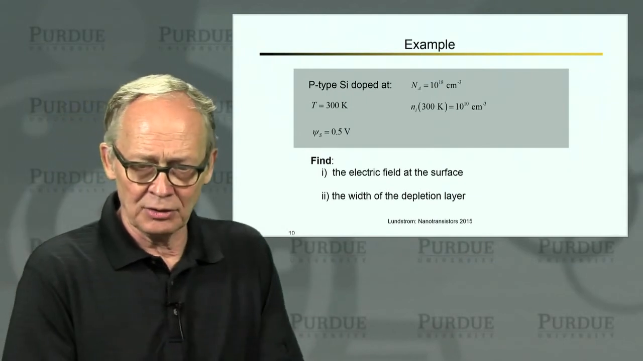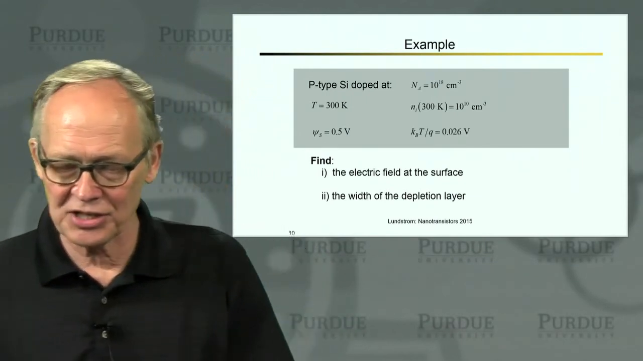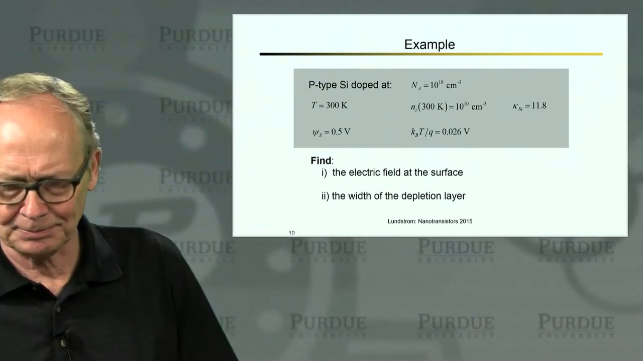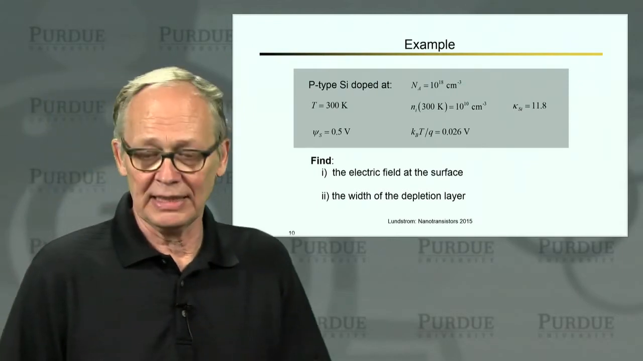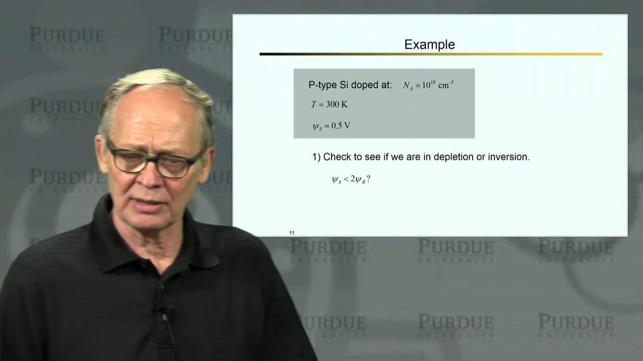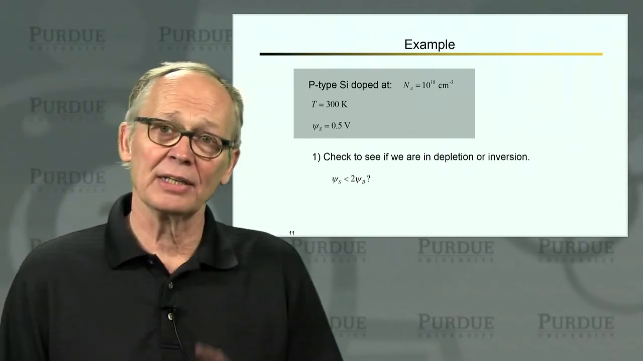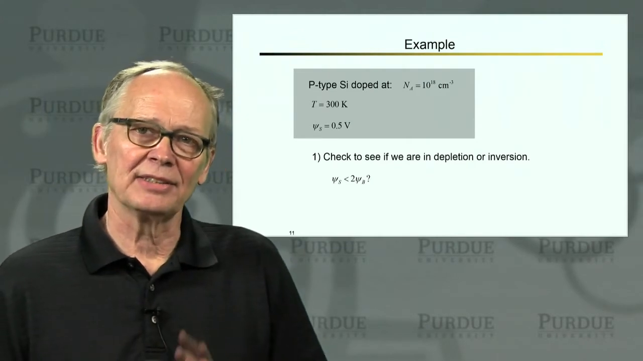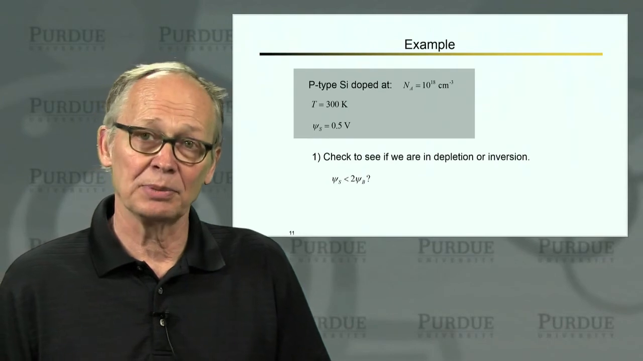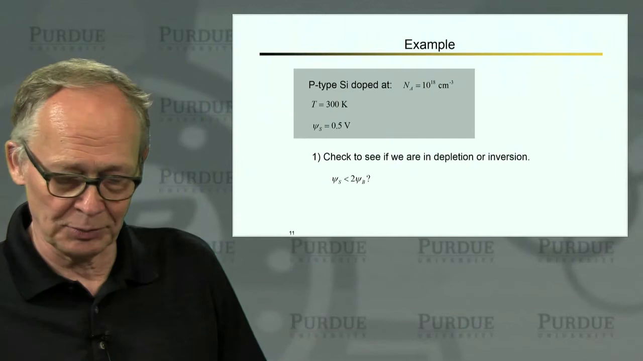I'm also going to need to know a couple of other things. I'm going to need to know the intrinsic carrier concentration and KT over Q, and we'll see why in a minute. Also, we'll need to know what the dielectric constant of silicon is, and the relative dielectric constant is almost 12. Now, the first thing that we need to do is to check and see whether we are indeed in depletion. Because if we are in depletion, then we know how to solve this problem. If we aren't, we don't know how to solve the problem.